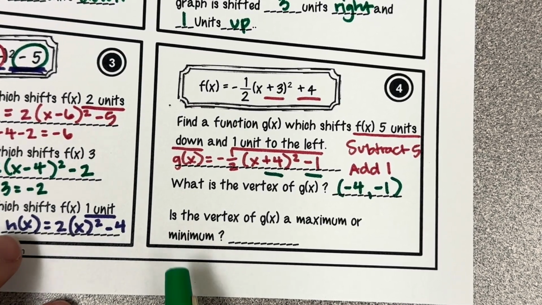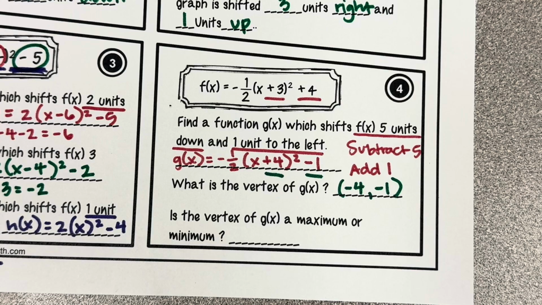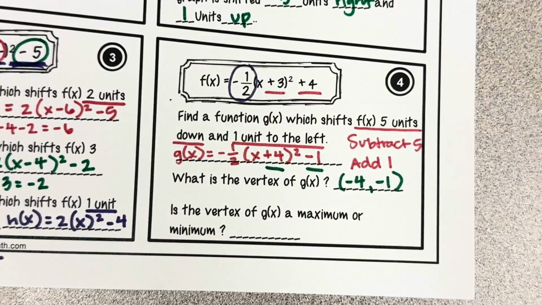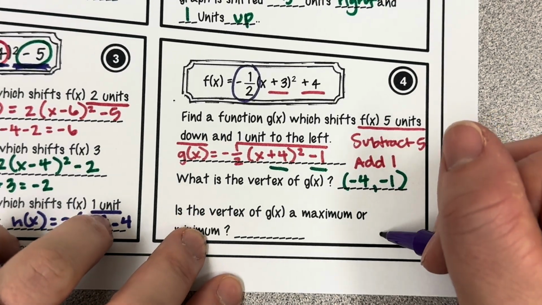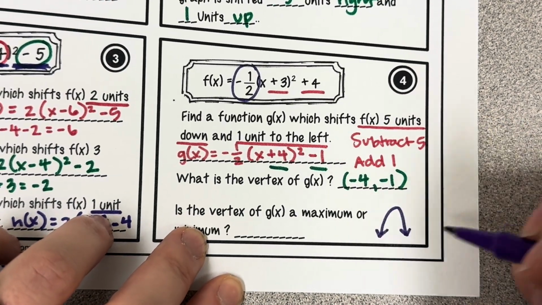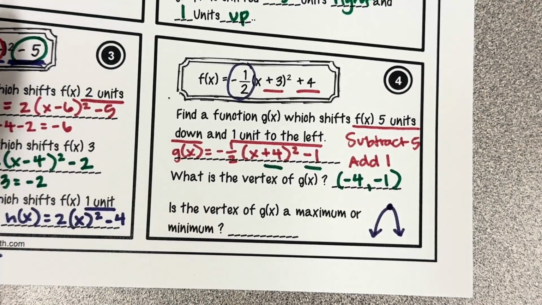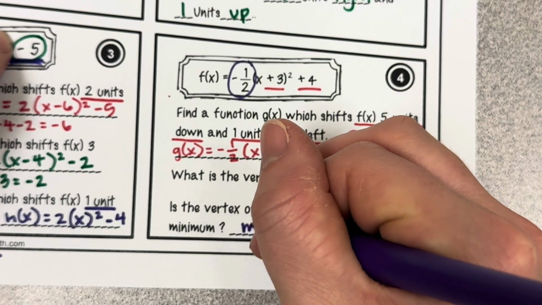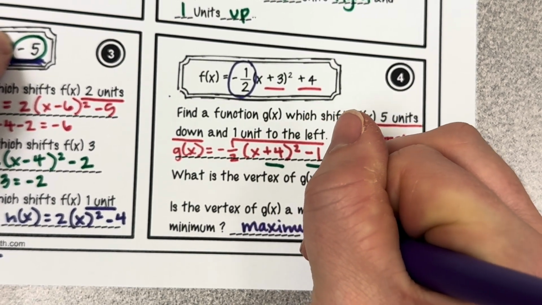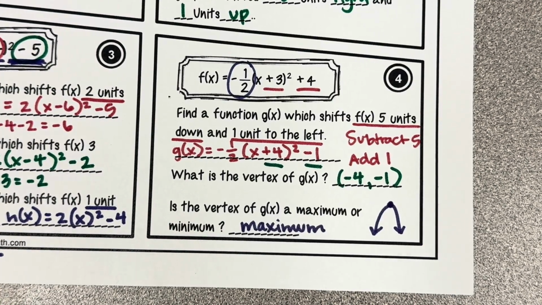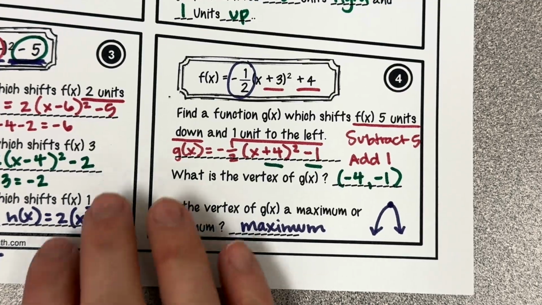Okay, the last question says, is the vertex of g of x a maximum or a minimum? Okay, we find this by looking at the leading coefficient. Because it's a negative, that means that our parabola would look like this. Since it's a negative, the arrows are pointing down. Our vertex would be right there at the top, meaning it is a maximum because it's at the top of our parabola. Awesome job. Okay, let's turn our paper over.